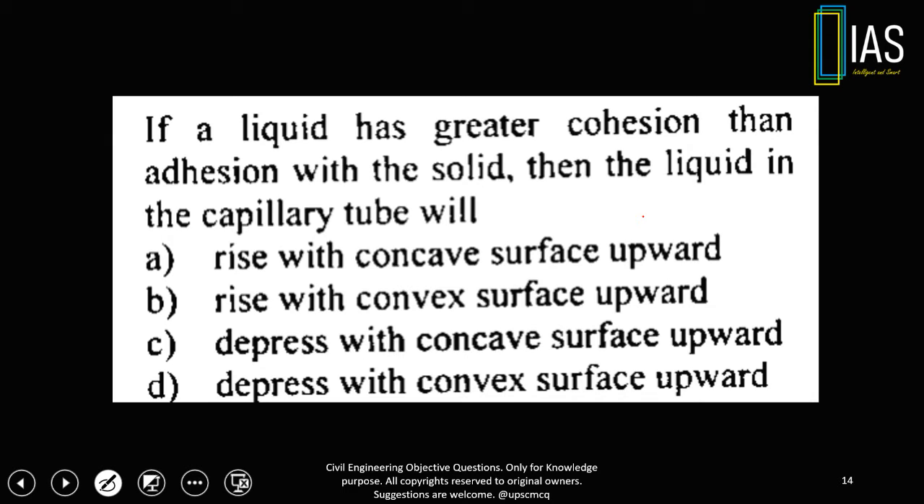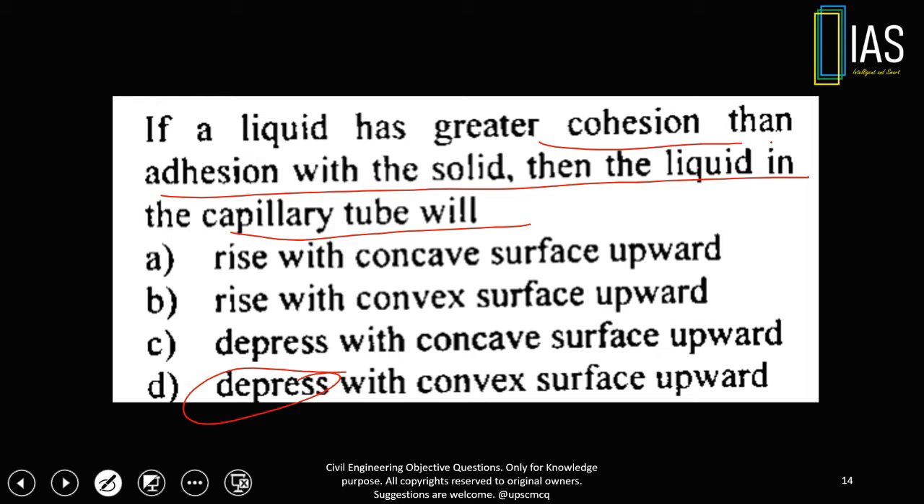If a liquid has a greater cohesion than adhesion with the solid, then the liquid in the capillary tube will, yes, it will depress, but since it has greater cohesion than adhesion, it will have a convex surface upward.